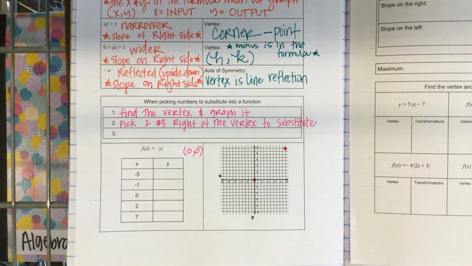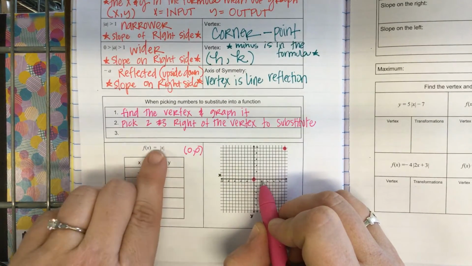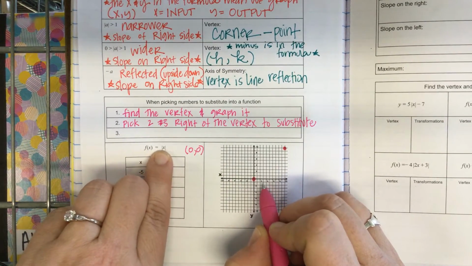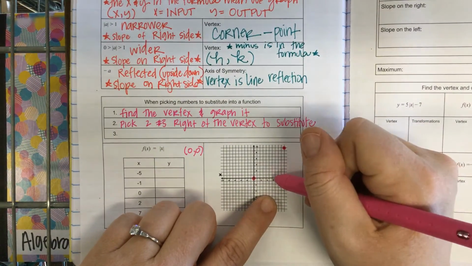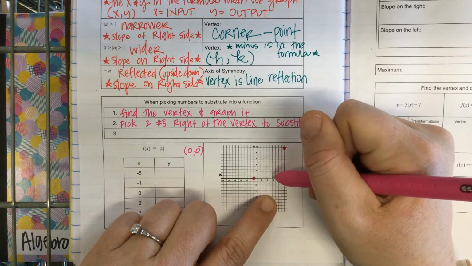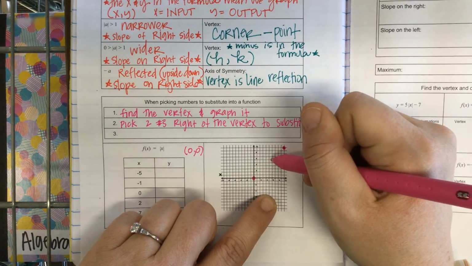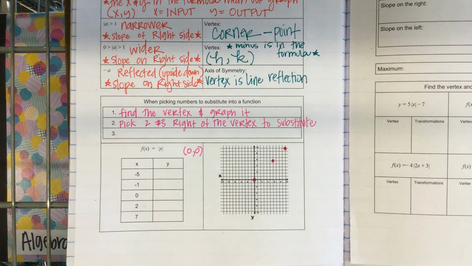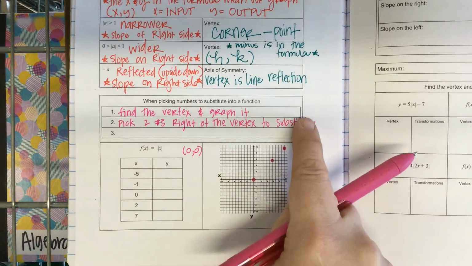Someone else, raise your hand. Tell me another number to the right of the vertex. Taylor? 6. The absolute value of, put in 6. The absolute value of 6 is 6. 1, 2, 3, 4, 5, 6, right there. Pick 2 numbers to the right of the vertex to substitute.